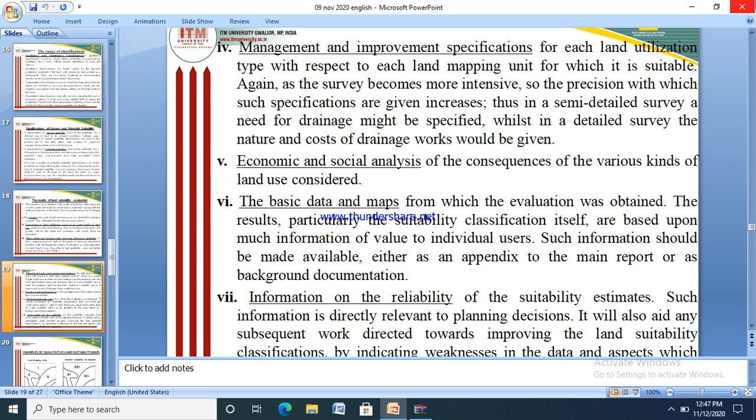The management and improvement significance of each land utilization type with respect to each land mapping unit for which it is suitable. Again, as the survey becomes more intensive, the precision with which such specifications are given increases. In a semi-detailed survey the need for drainage might be specified, and in a detailed survey the nature and cost of drainage work would be worked out.